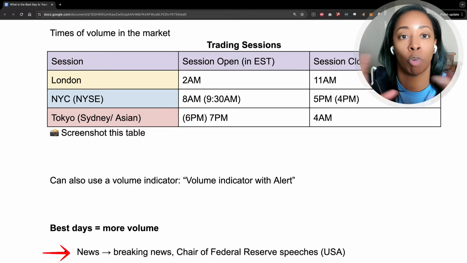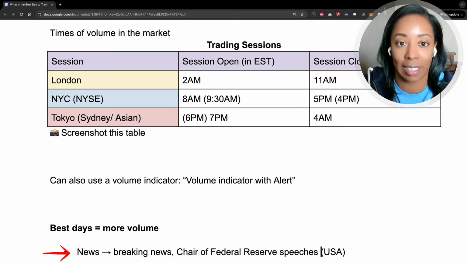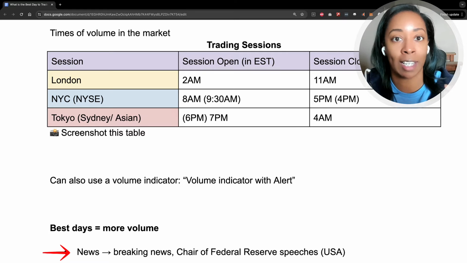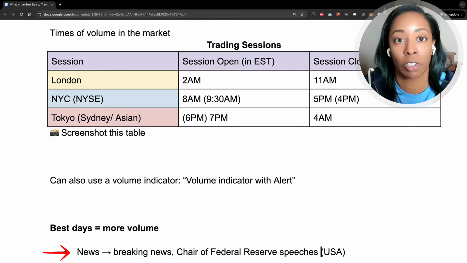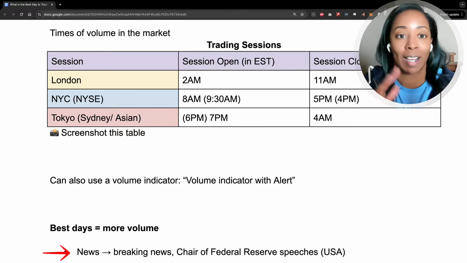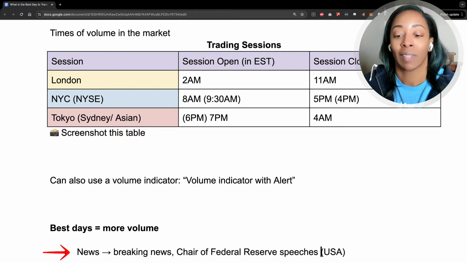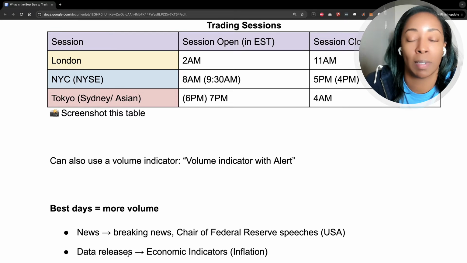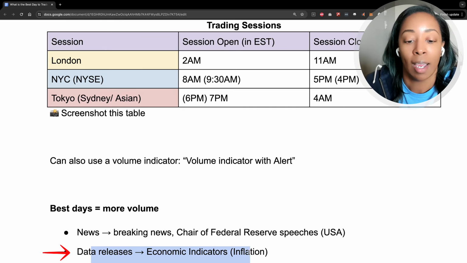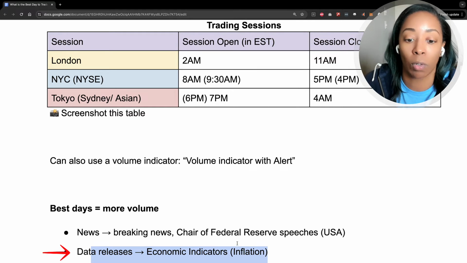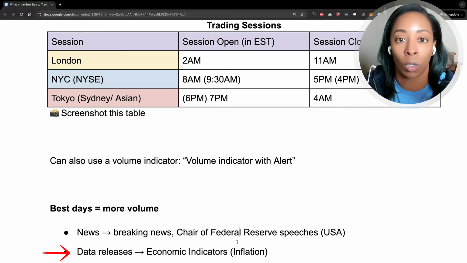So a lot of times before these data releases or these news releases, you will see volume kind of consolidate. It'll have really small candles because basically all of the market players are waiting for the speech, or something that's pre-planned to happen, before price goes in any direction. So that's really important to note. And then another thing is going to be a data release. So basically, economic indicators of inflation. Inflation is obviously something that's really important to any economy, the world economy.